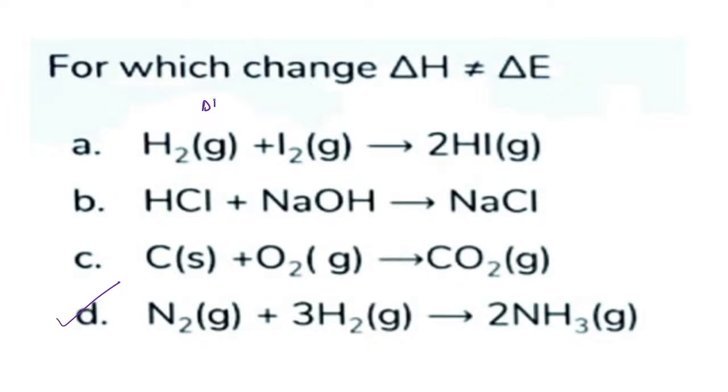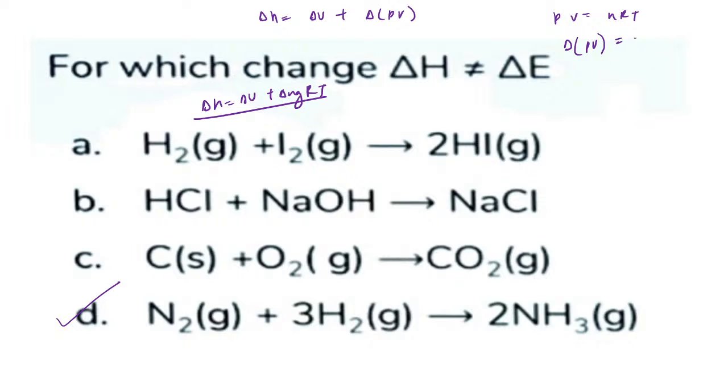How? See, delta H is nothing but delta U plus delta ng RT. We know this equation, right? How do we get to this equation? Delta H is equal to delta U plus delta of PV. Now we know the ideal gas equation, PV is equal to nRT. If I want the change of this PV, n is constant, R is constant, so it is nR delta T. Or this is nothing but delta ng RT.